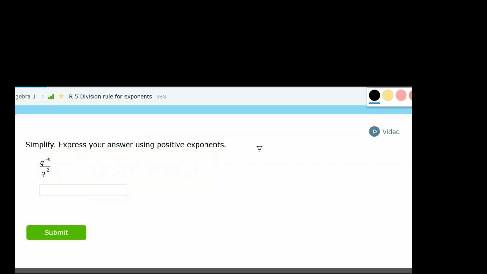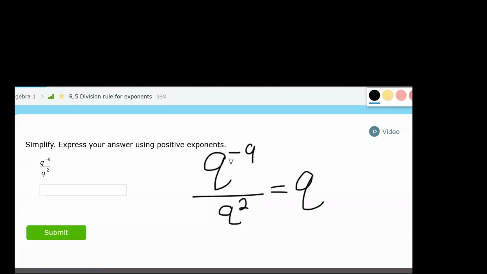Okay. Here's another problem. This time we have q to the negative 9 over q to the second power. Again, I'm going to use that shortcut that we did earlier. Our common base is q. I'm going to look at the exponent in the numerator, negative 9, minus the exponent I see at the bottom, 2. And so we have q to the negative 9 minus 2, which is q to the negative 11. Okay? All right. So we have q to the negative 11th.